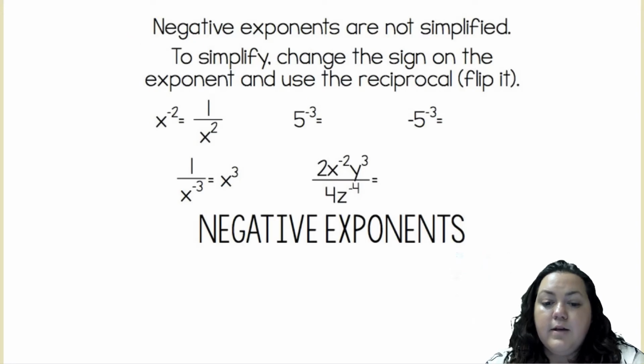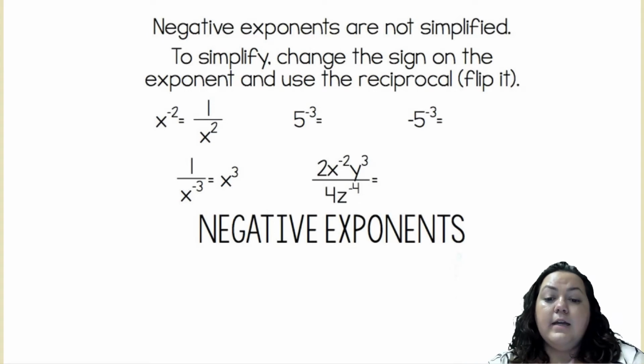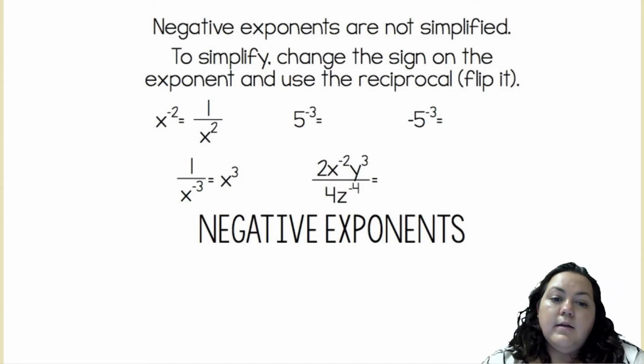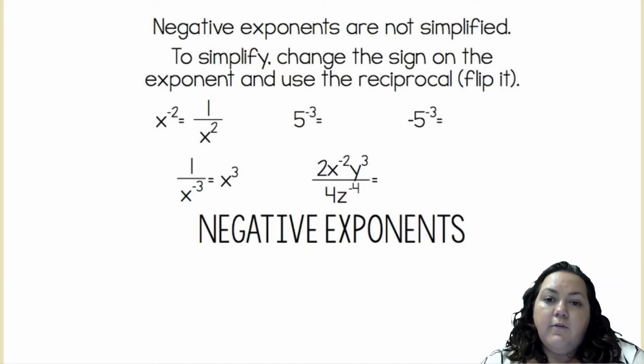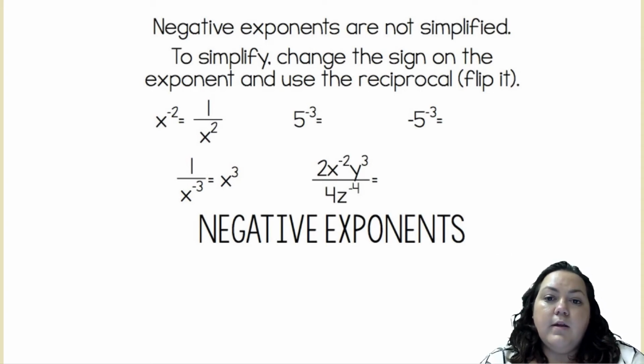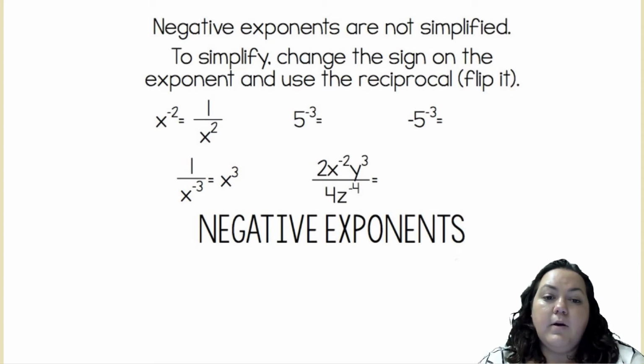Now let's flip over to negative exponents. Negative exponents are not simplified. To simplify, you change the sign on the exponent and use the reciprocal, so you flip it. If it's negative and it's in the numerator, you bring it down to the denominator. If it's negative and it's in the denominator, you move it up to the numerator. And if it's just a negative exponent, not in a fraction yet, then it automatically goes down to the denominator. So to get rid of that negative, you flip it either down or up, depending on where it is now.